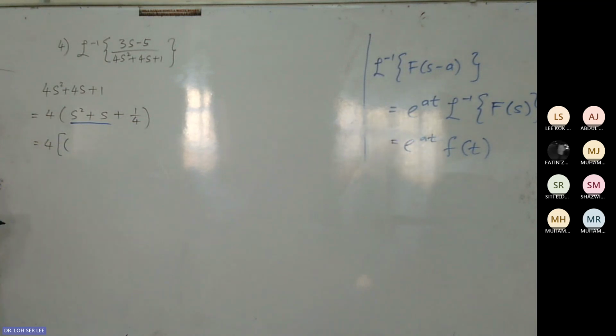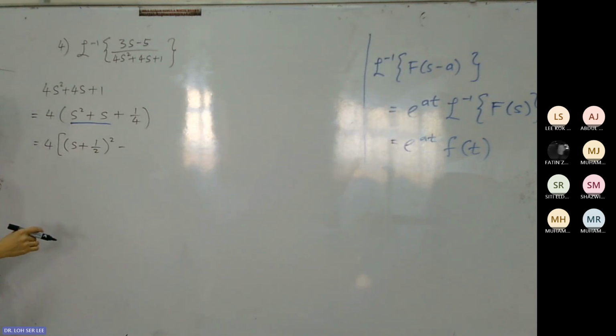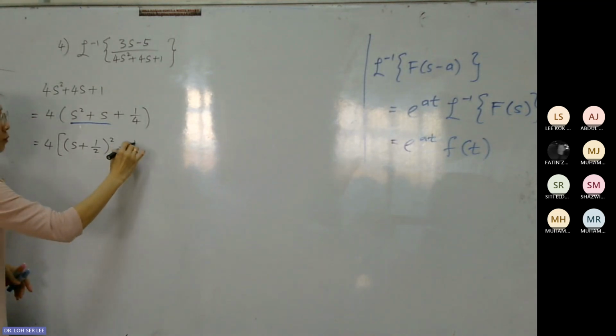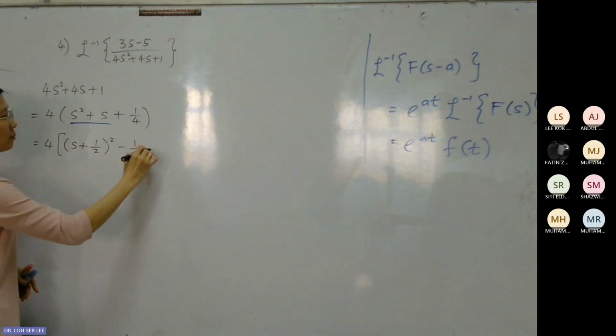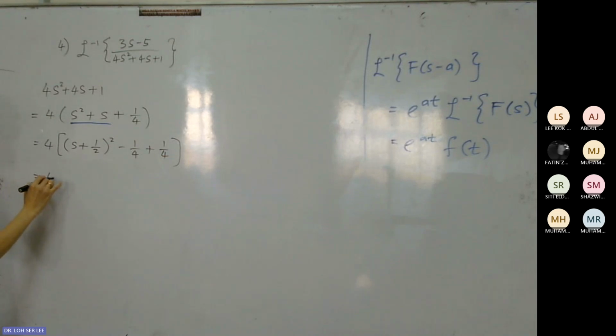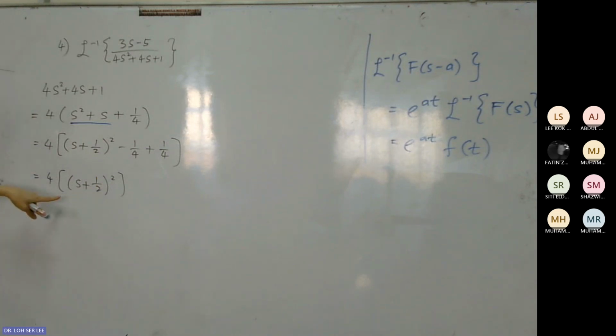Open the bracket, s squared, we just write as s, plus, we follow plus. What is the value here? 1. 1 divided by 2, 1 over 2. Close the bracket, square. Minus 1 over 4. 1 square gets 1, 2 square gets 4. Then plus 1 over 4. Simplify, this one is 0. So we have only this.